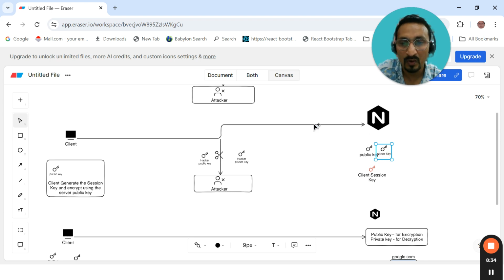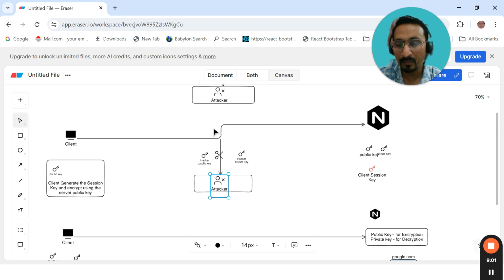Okay, so now let's imagine a scenario. The client wants to communicate with the server. In that case, when the client initiates the communication, the server has to send the public key. It's a public key, so it can be with anyone. The client can get the public key. Even the attacker in the middle can also have the public key.